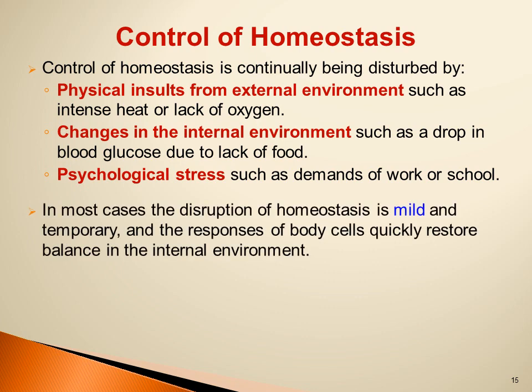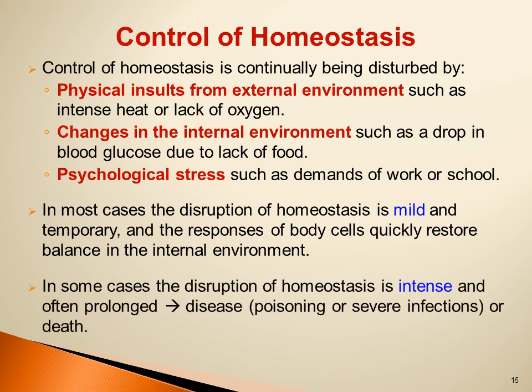In most cases, the disruption of homeostasis is mild and temporary, and the responses of the body cells quickly restore the balance of the internal environment. So nothing will happen, and our function will remain on the safe side. In some cases, the disruption of homeostasis is severe or intense and often for a prolonged time, and this usually will lead to disease, and if it is not corrected, this might lead to death.